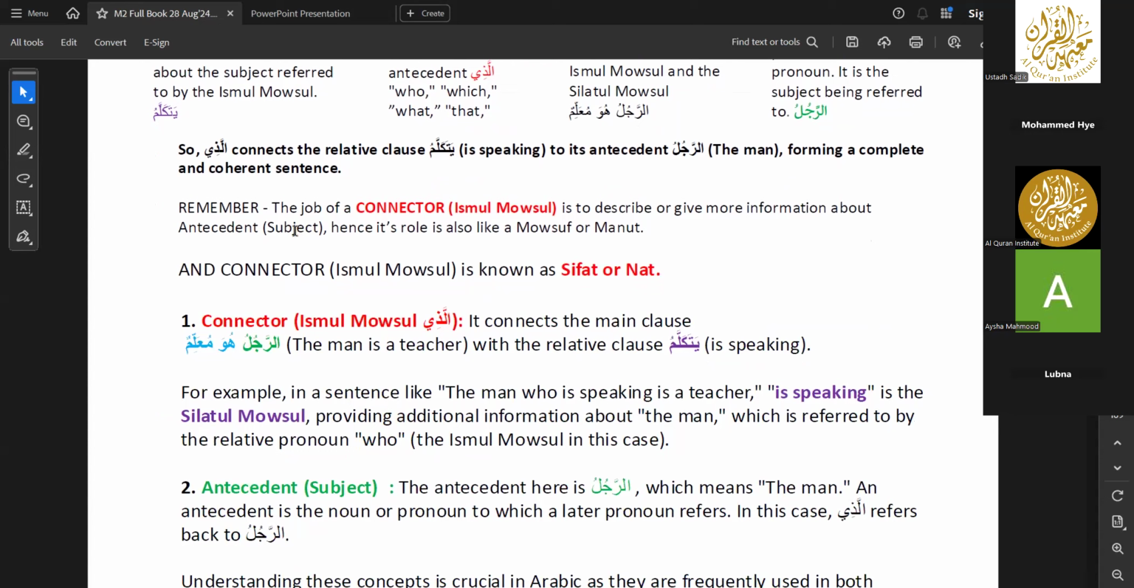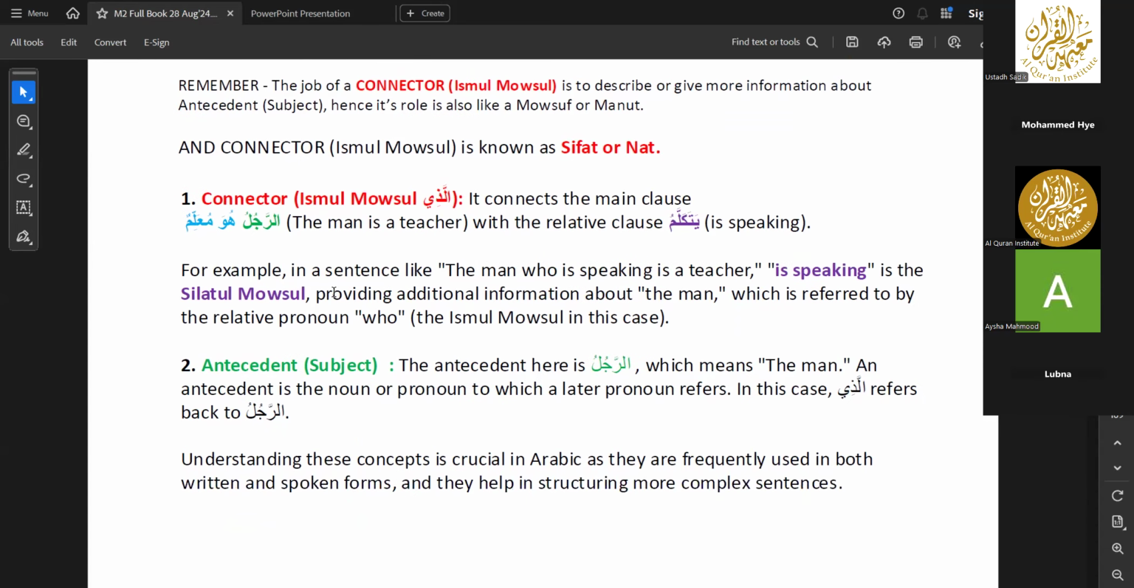The Ism Mawsul is to describe or give more information about the subject. And here in this lesson, we're referring to the subject as the antecedent because of the sentence structure. So it has the role of the Mawsul. And those who are familiar with the Na'at Man'ud, the Mawsul is the Man'ud, and the connector, the Ismul Mawsul, is known as the Sifa or the Na'at.